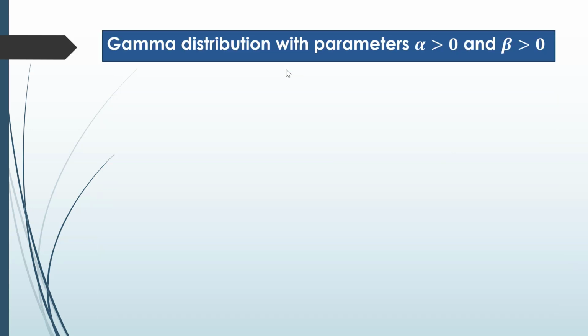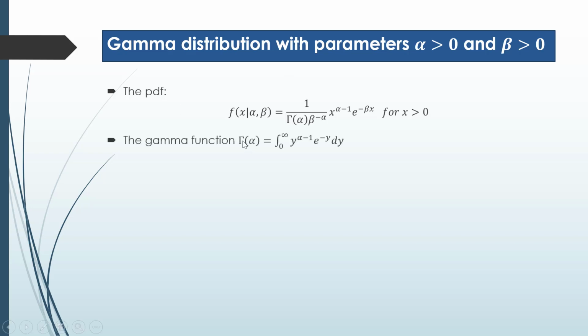Next, the gamma distribution with parameters alpha and beta, both positive. The density function, the PDF, is f of x given alpha and beta is 1 over Gamma of alpha, beta to the alpha, times x to the alpha minus 1, e to the negative beta x for x positive. The gamma function here is defined as the integral from 0 to infinity of y to the alpha minus 1 e to the negative y dy. If n is a positive integer, then Gamma of n is (n minus 1) factorial, and this is (n minus 1) Gamma of (n minus 1).